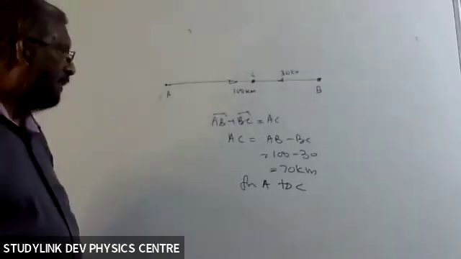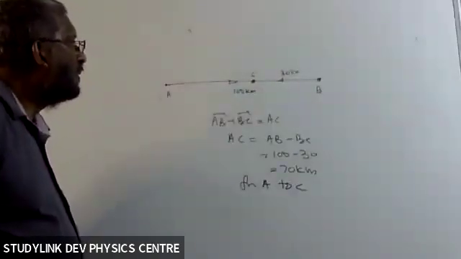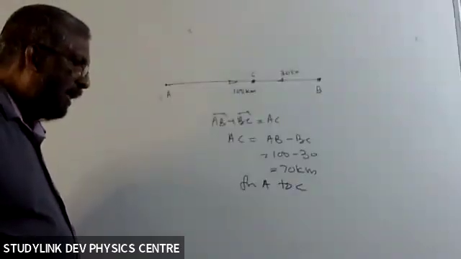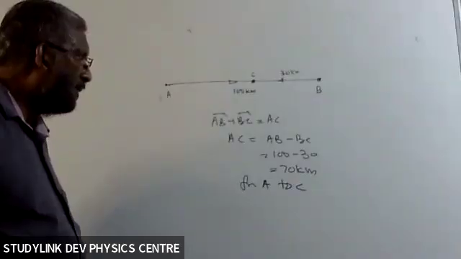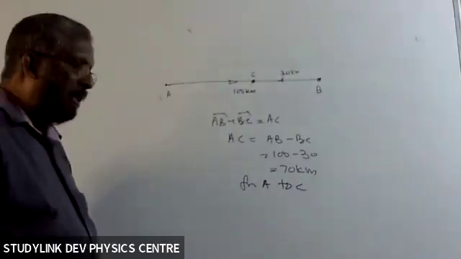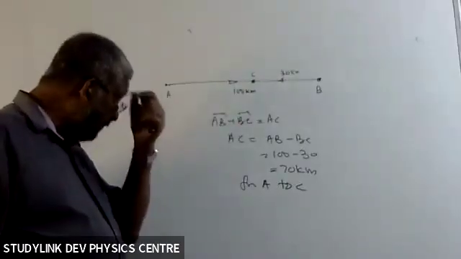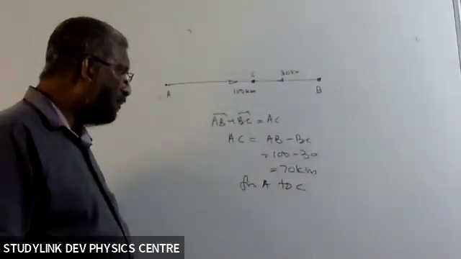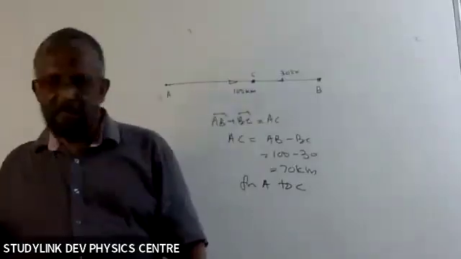Another one, right. A car travels towards east 100 kilometers. Then it travels towards west 120 kilometers. Find the displacement of the car. Note down. A car travels towards east 100 kilometers, then travels towards west 120 kilometers. Find the displacement of the car.